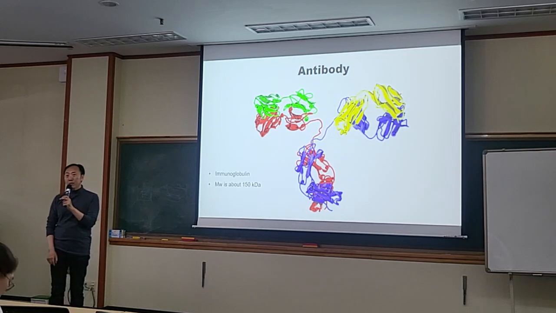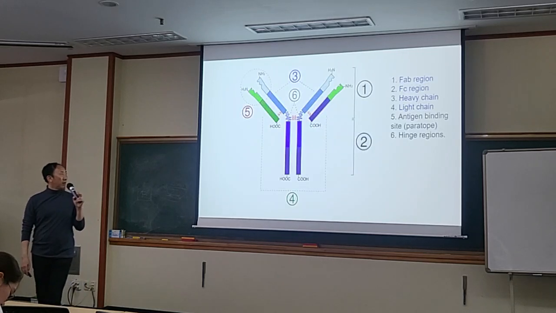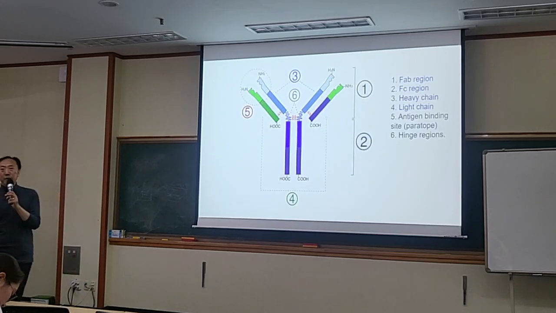25 approximately, right? So it's easy to memorize those sizes. Heavy chain 50, light chain 25. Functionally speaking, this area is the antigen recognition part, and this is the constant part.